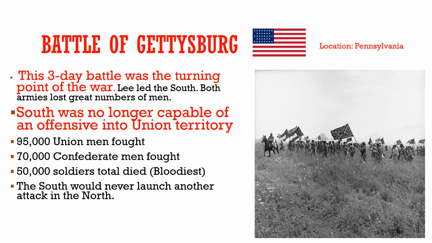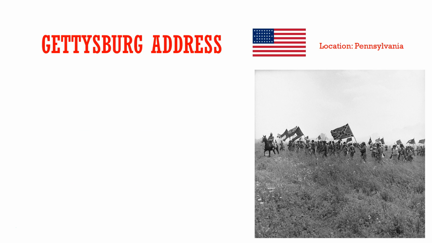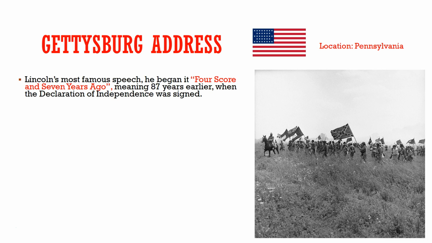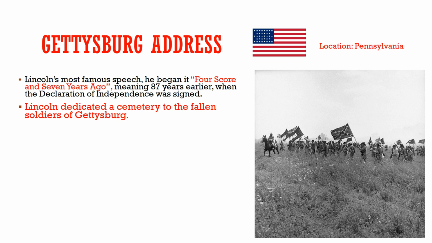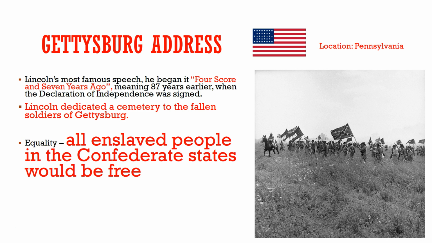But one other thing that we get out of the Battle of Gettysburg is, a couple days later, the Gettysburg Address. This document is pretty important. It starts off with "seven years ago." This is one of Lincoln's most famous speeches. Lincoln dedicated the cemetery to the fallen soldiers of Gettysburg, and it said that all enslaved people in the Confederate States would be free. Okay, this is what he's basically saying in the Gettysburg Address.